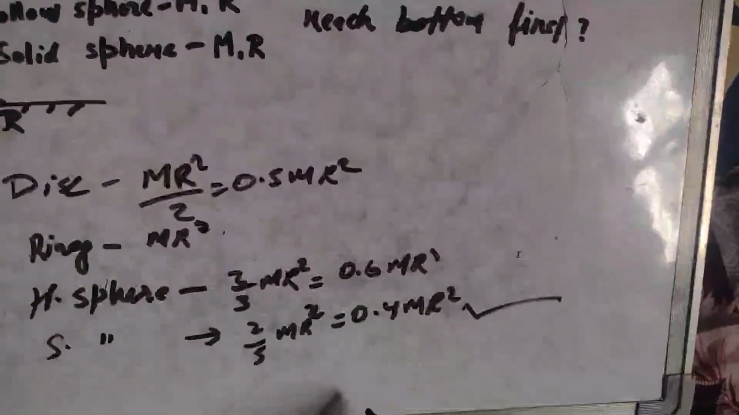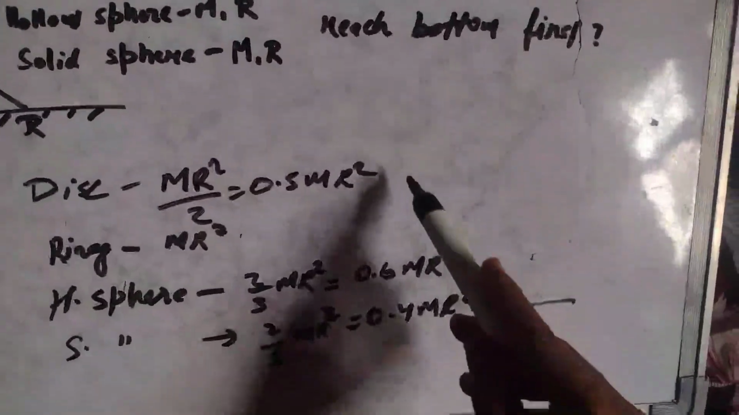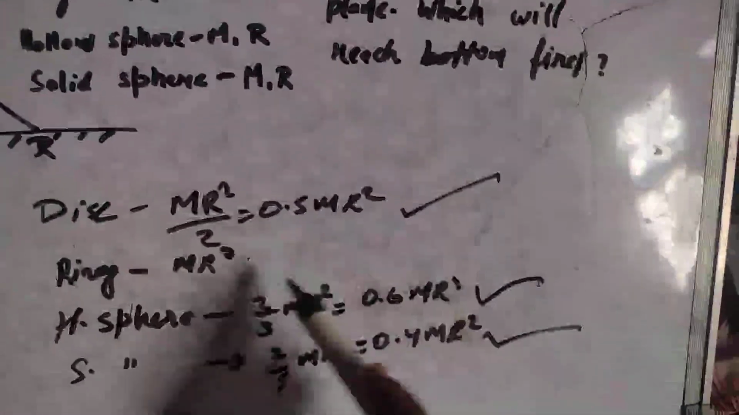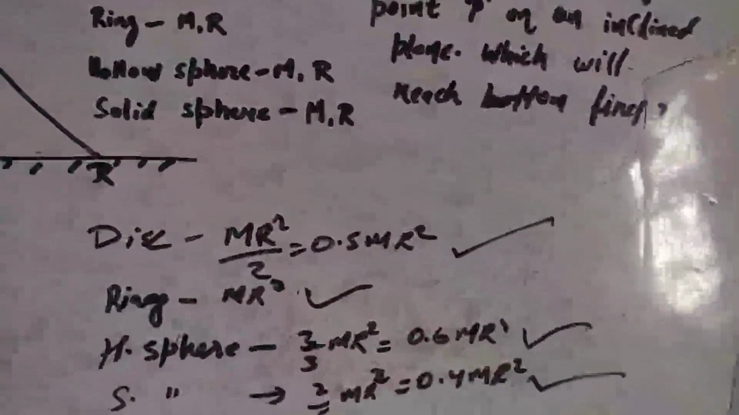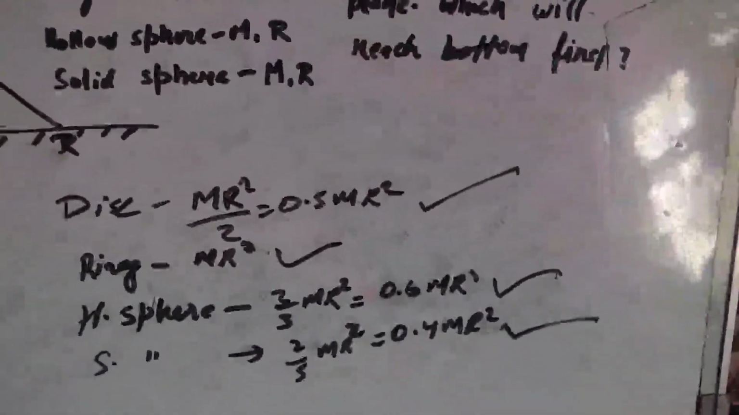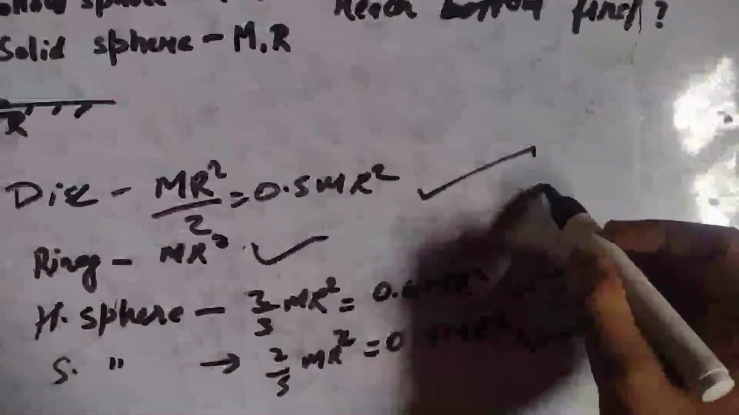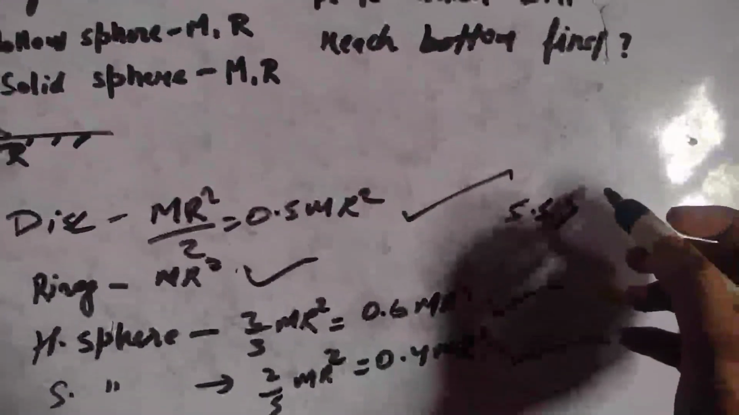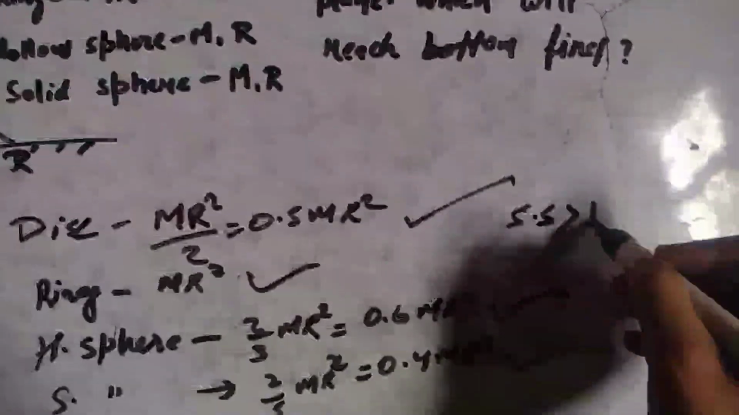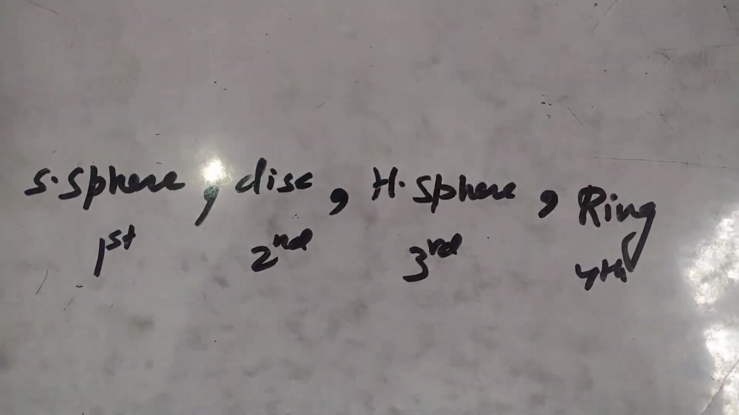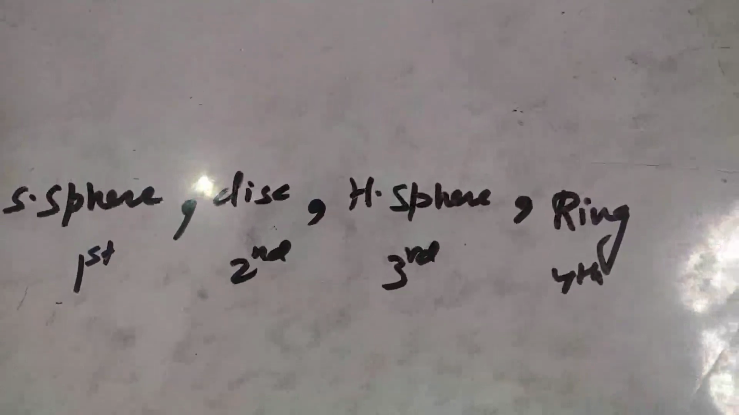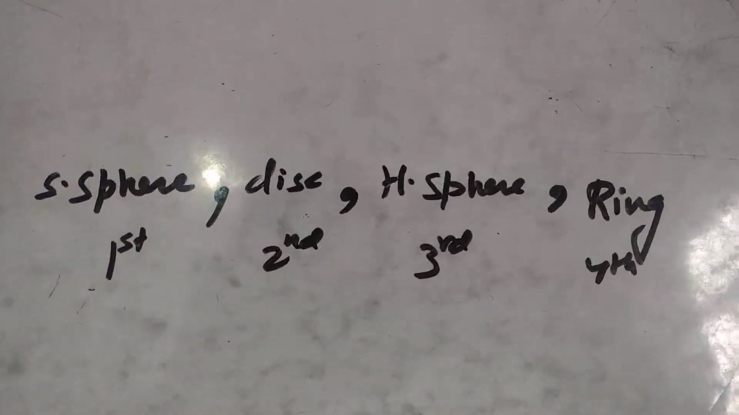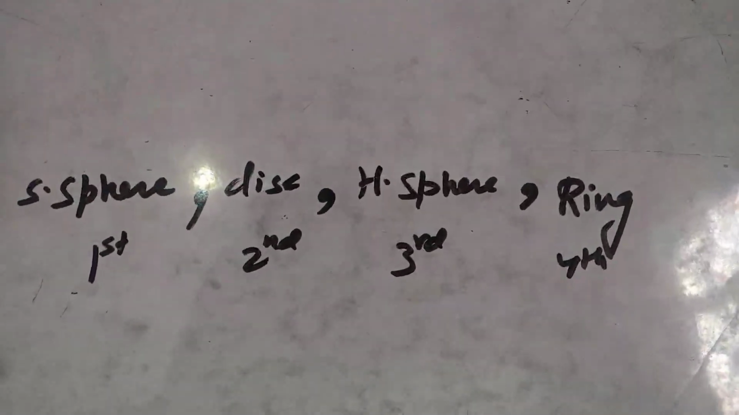So this will be the first to reach the bottom, then this offers less resistance and this will reach second, and this will be third, and this will be fourth. So we can actually arrange them in order. This will be the rank of which will reach the bottom first. So first the solid sphere will reach, then the disc, then the hollow sphere, and then the ring.